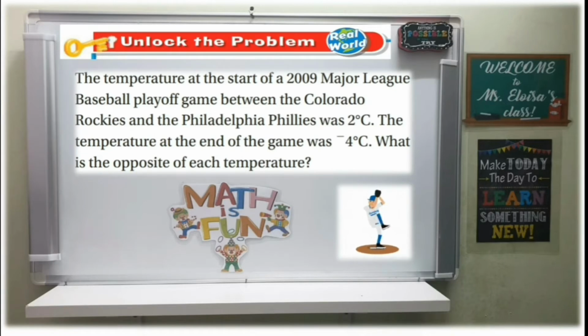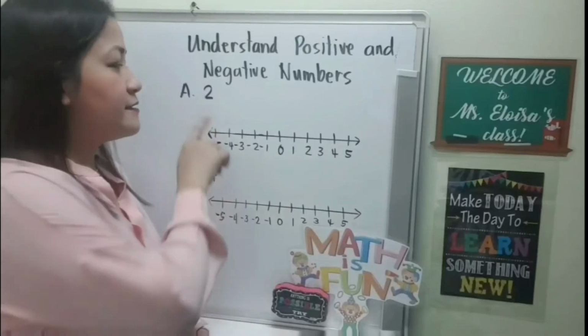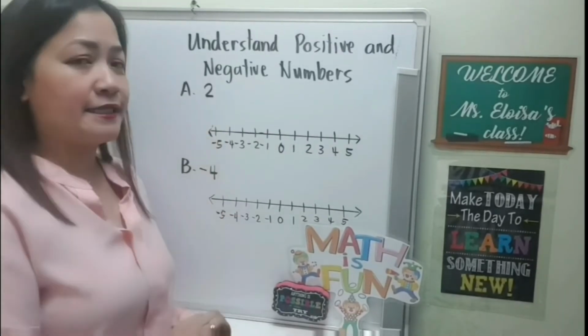The temperature at the start of a 2009 Major League Baseball playoff game between the Colorado Rockies and the Philadelphia Phillies was 2 degrees Celsius. The temperature at the end of the game was negative 4 degrees Celsius. What is the opposite of each temperature? Name the integer that lets us graph 2 on our number line.